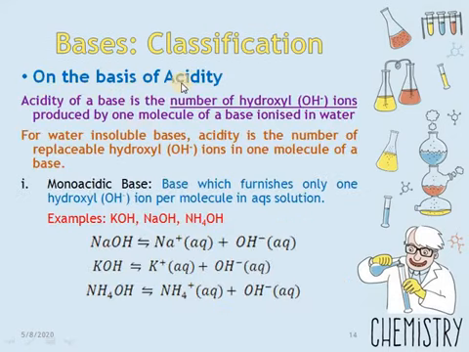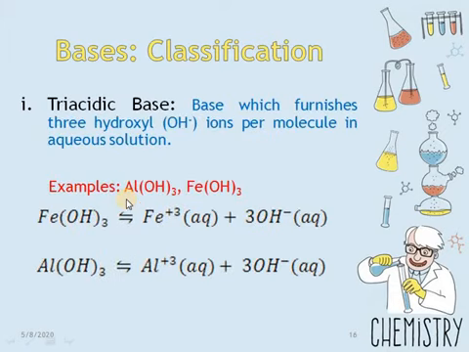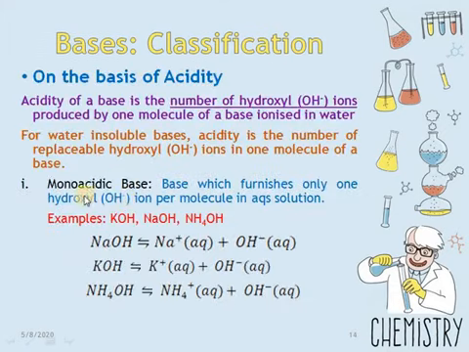Now on the basis of acidity, you can divide the bases into monoacidic base, diacidic base and triacidic base. So first, what is acidity? Acidity of a base is the number of hydroxyl ions produced by one molecule of a base ionized in water. For water insoluble bases, acidity is the number of replaceable hydroxyl ions in one molecule of a base.